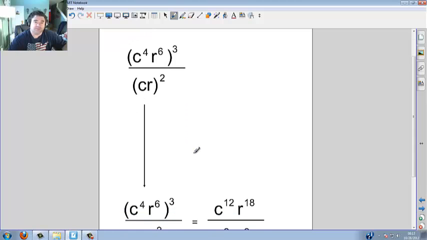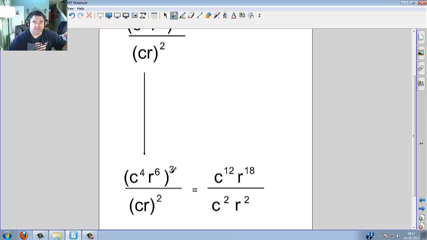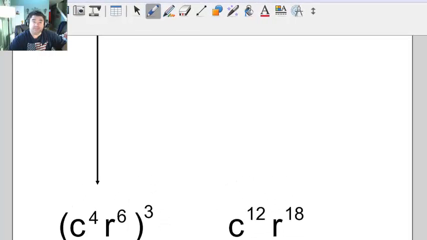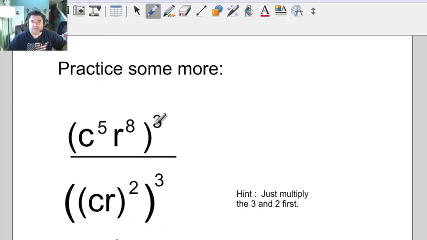Did you get this? First, I had to change all this into this. And this into this. And then, top wins by 10. Top wins by 16. Practice some more. Go ahead. And the hint is just multiply the 3 and 2 first. So this here, I mean.